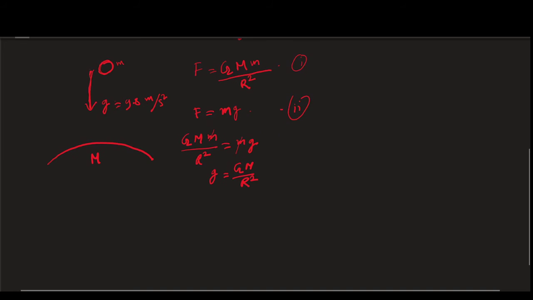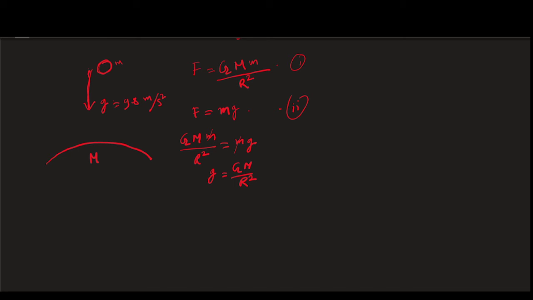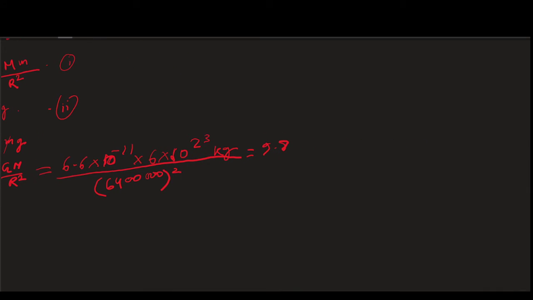Okay. So, again, we have the value of capital G equal to 6.6 into 10 to the power minus 11. The mass of the earth is approximately 6 into 10 to the power 24 kg, and the radius of the earth is approximately 6400 kilometer. We change it into meter. Then, after solving this equation, we will get the value approximately equal to 9.8 meter per second square. Okay, so this is the value of gravity or small g.